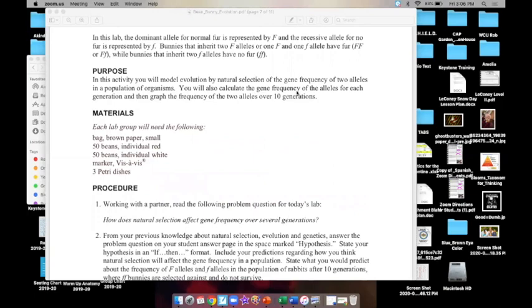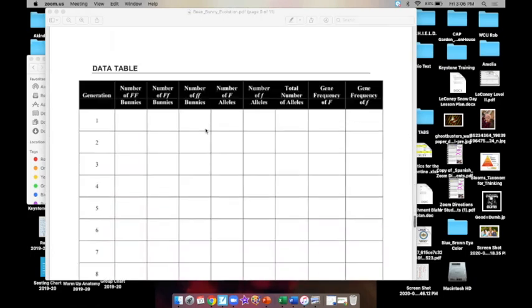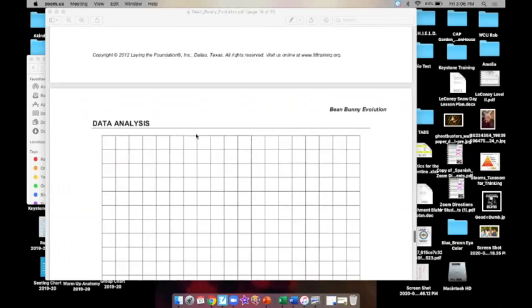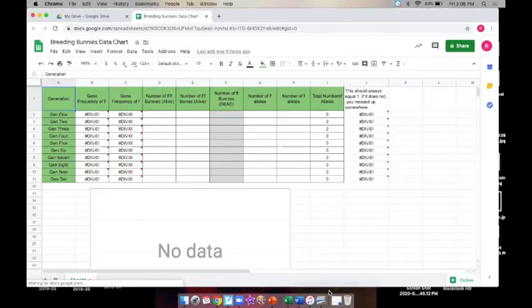All right, I set that up for you. And then graph the frequency. I set that up for you as well. All right, so we'll read through all this, but down here, this is your table where you would put the information, and then the paper you do the graph on. I went ahead and made that for you on a Google Sheet so that you can type it in right there. You don't have to print anything out.